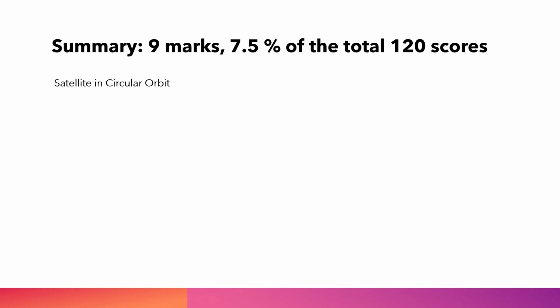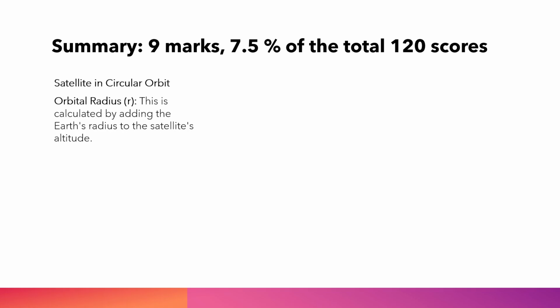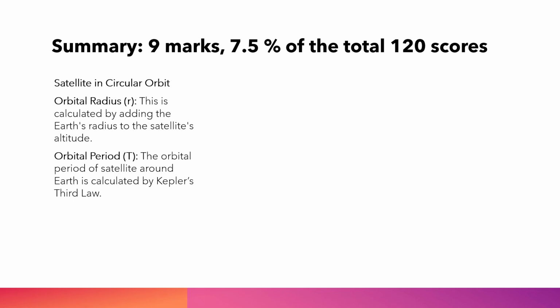Satellite in circular orbit. Orbital radius. This is calculated by adding the Earth's radius to the satellite's altitude. Orbital period, T. The orbital period of a satellite around Earth is calculated by Kepler's third law. Gravitational force, Fg. The gravitational force is calculated by the universal gravitation equation.